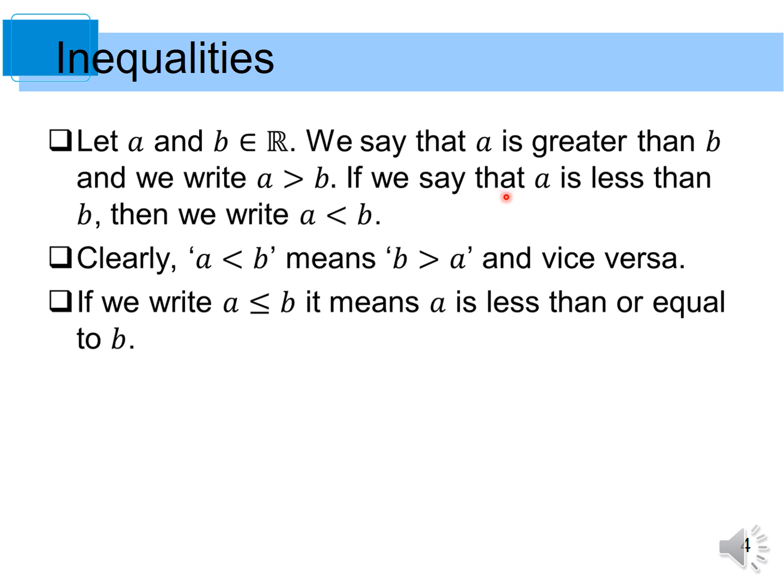If we say that a is less than b, then we can write this inequality form. Clearly, a less than b means b greater than a, and vice versa. If we write this form, it means that a is less than or equal to b.